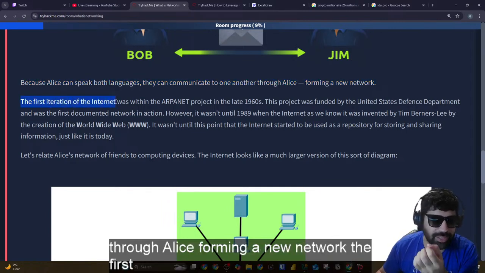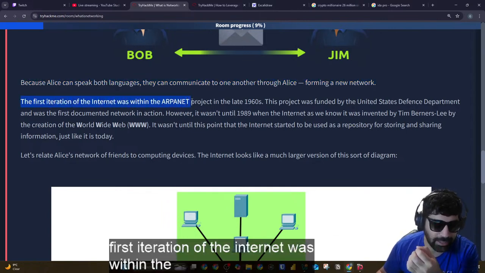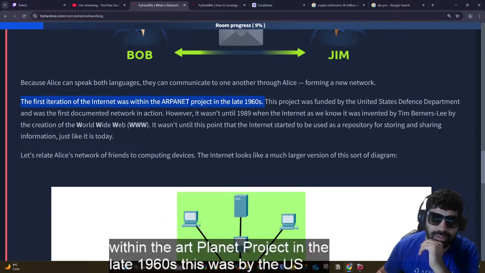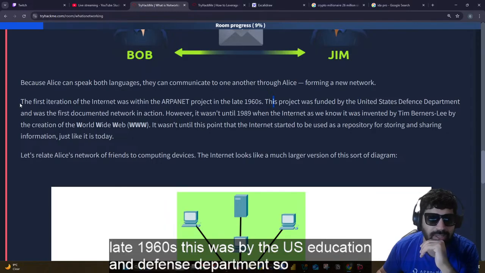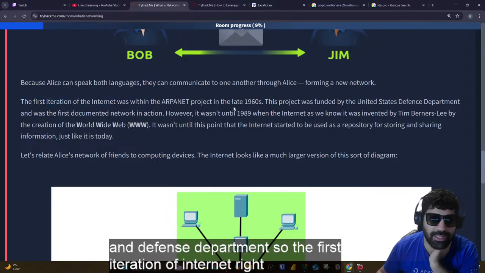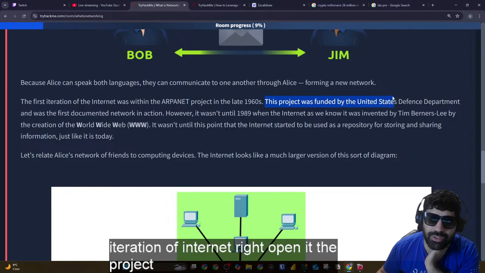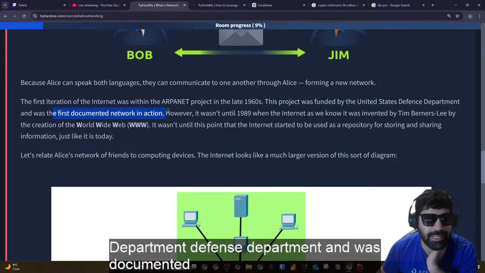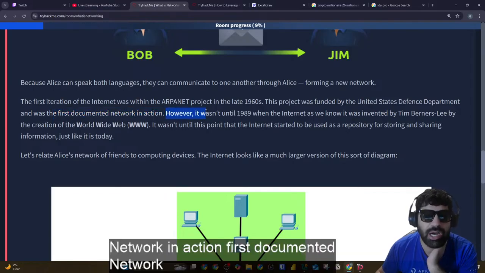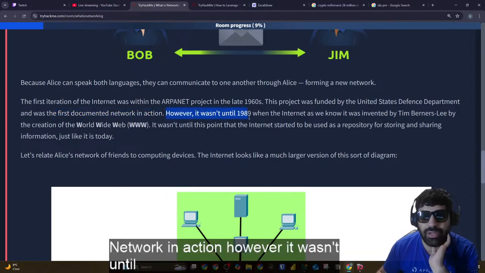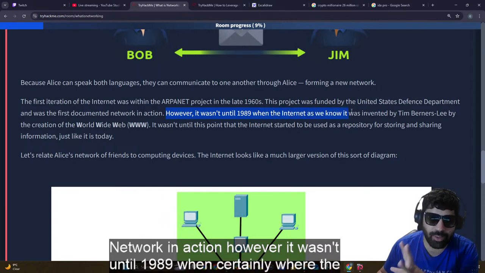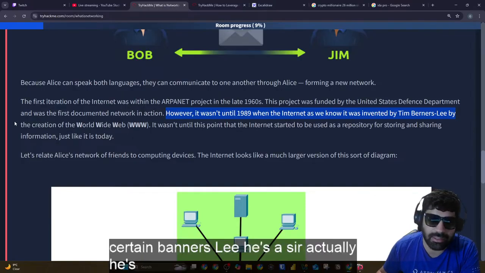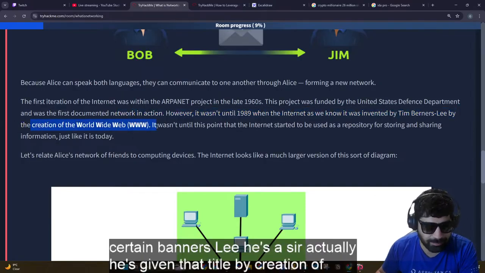The first iteration of the internet was the ARPANET project in the late 1960s. This was by the US Education and Defense Department. So the first iteration of the internet, right? ARPANET. The project was funded by the US Defense Department and was the first documented network in action. However, it wasn't till 1989 that the internet as we know it was invented by Sir Tim Berners-Lee. He is a sir actually. He was given that title for the creation of the World Wide Web.